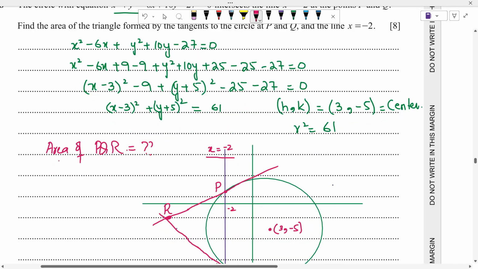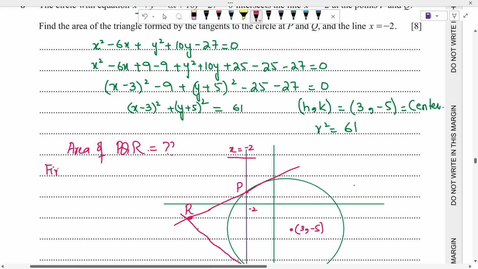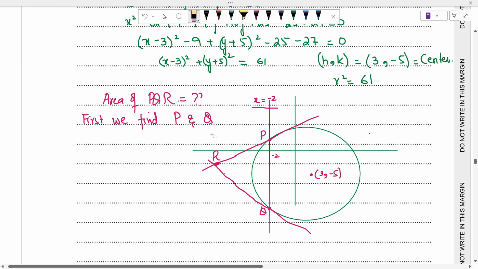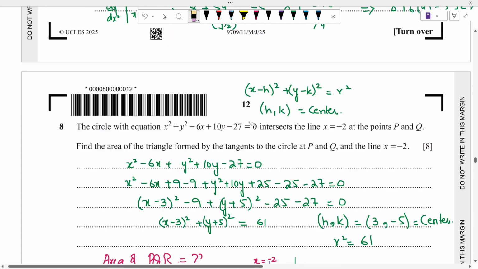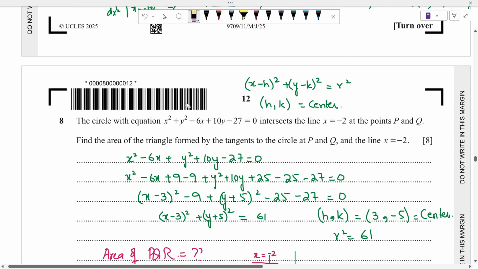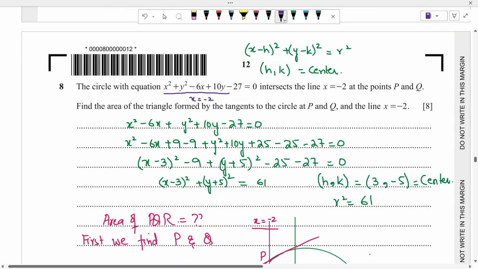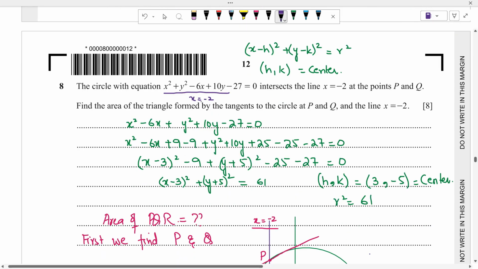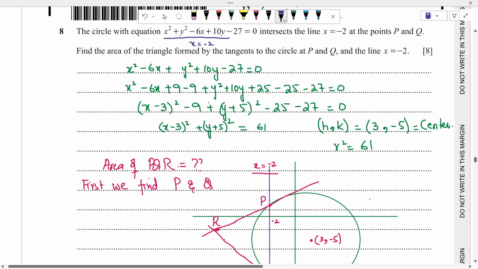First we find P and Q. P and Q are the intersecting points of the line x is equal to -2 and the circle. So we have two equations. One is the circle equation and the other one is x is equal to -2. So we need to find the intersecting points of these two, so by solving these two equations simultaneously, we can find P and Q.